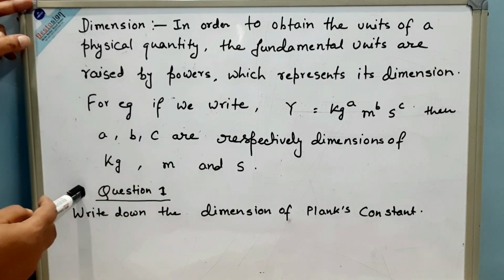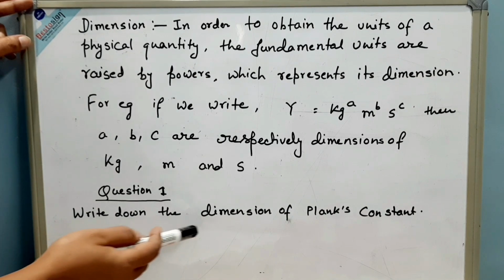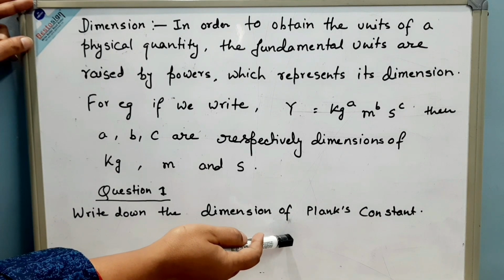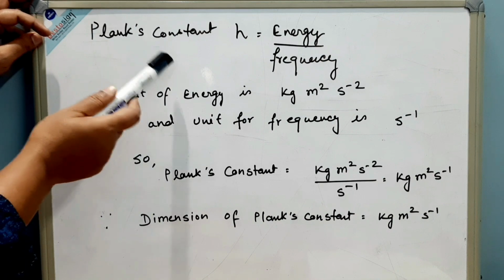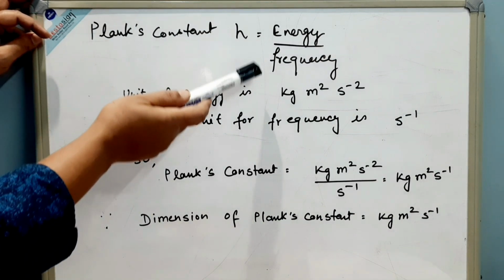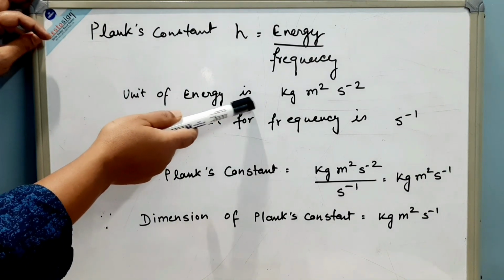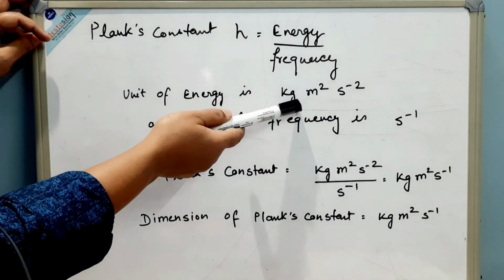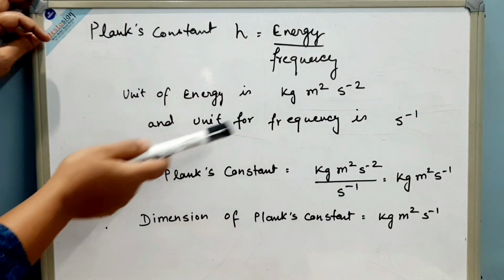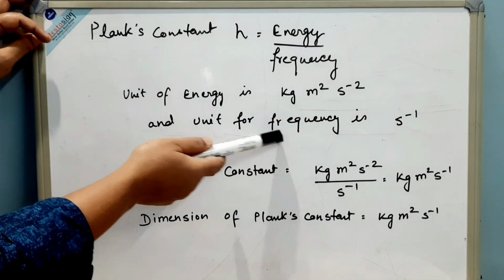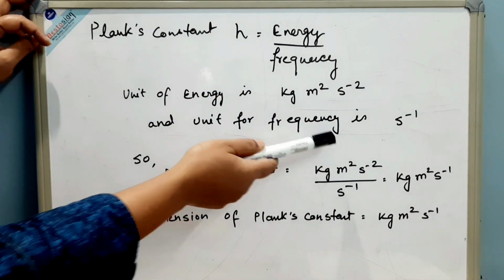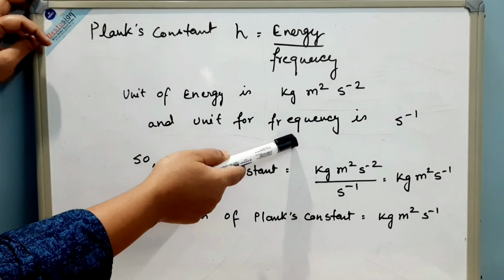Let us move to question 1. Write down the dimension of Planck's constant. The formula for Planck's constant is energy by frequency. The unit of energy in terms of base unit is kg meter square per second square, and the unit for frequency is per second, because the formula for frequency is 1 by time period.